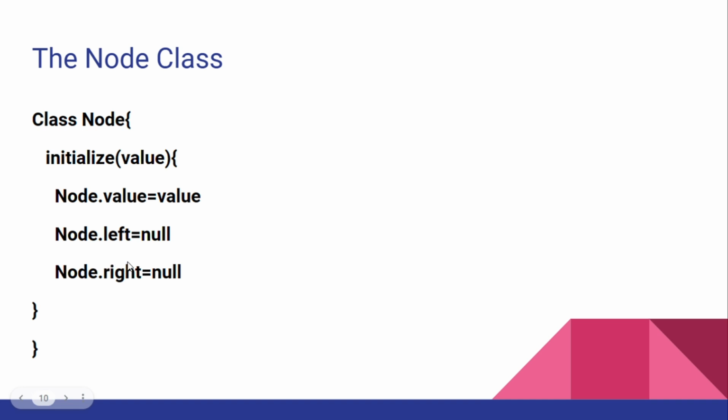Next, we'll be looking at how we use this node class and how it works in the tree, and also every implementation done in this series is done in pseudocode.